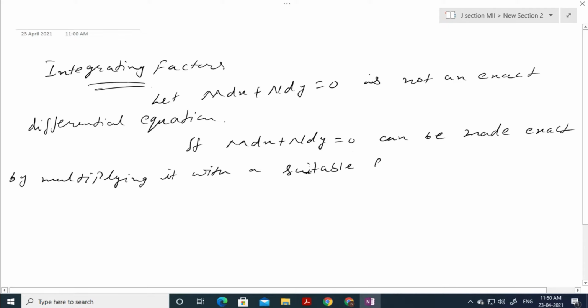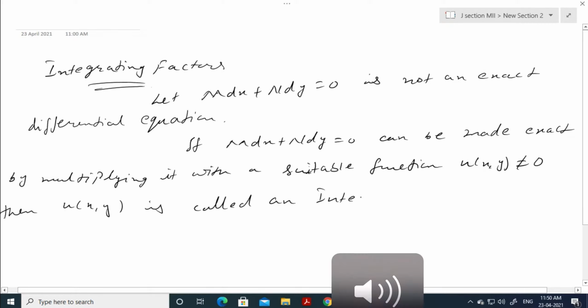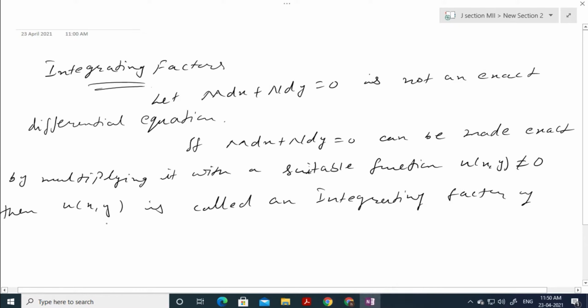Okay, if a function u of x y, not equal to 0, makes it exact, then u of x y is called an integrating factor of M dx plus N dy is equal to 0.